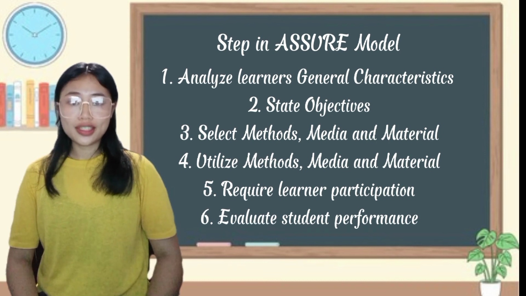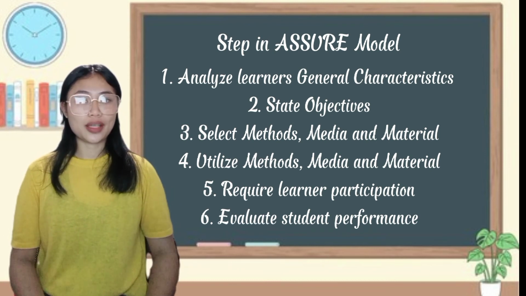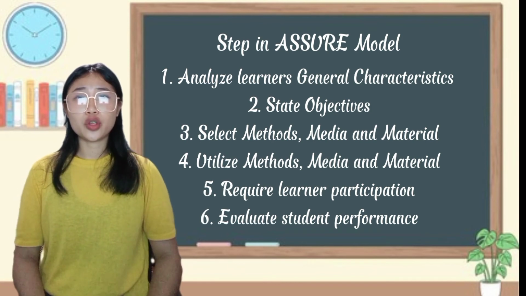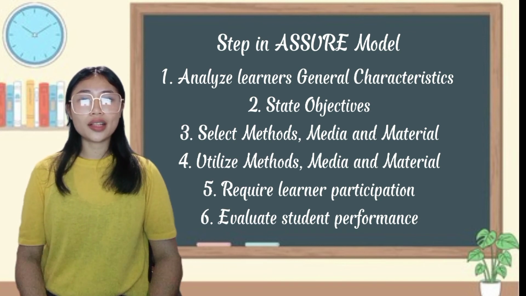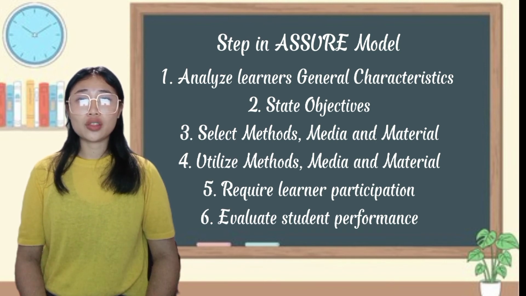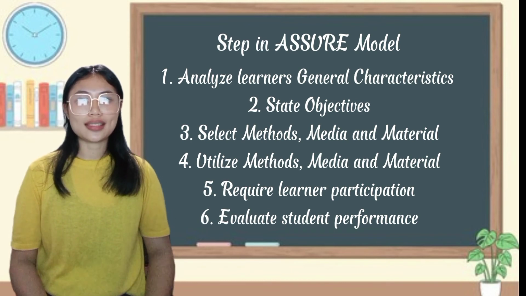And the fifth step is to require learner participation. Describe how you are going to get each learner actively and individually involved in the lesson. The sixth and last step is evaluate student performance. The evaluation should match the objective. Some objectives can be adequately assessed with a pen or pencil and paper test.